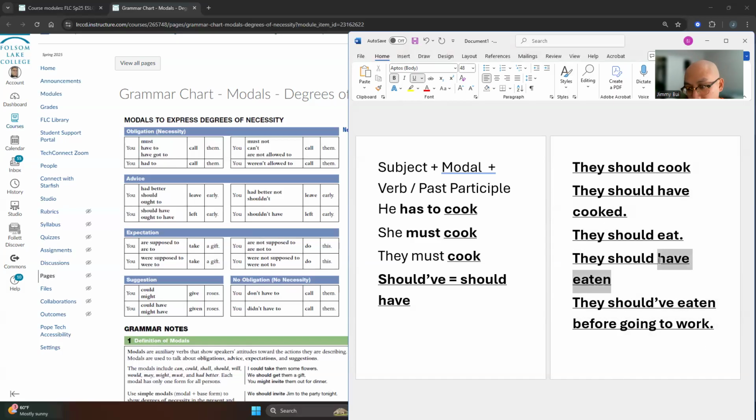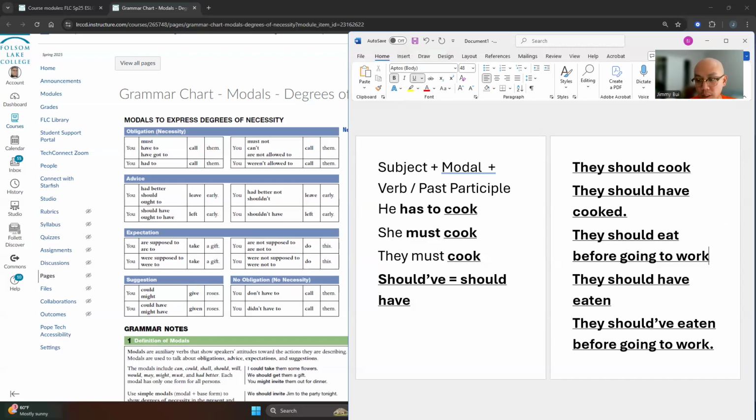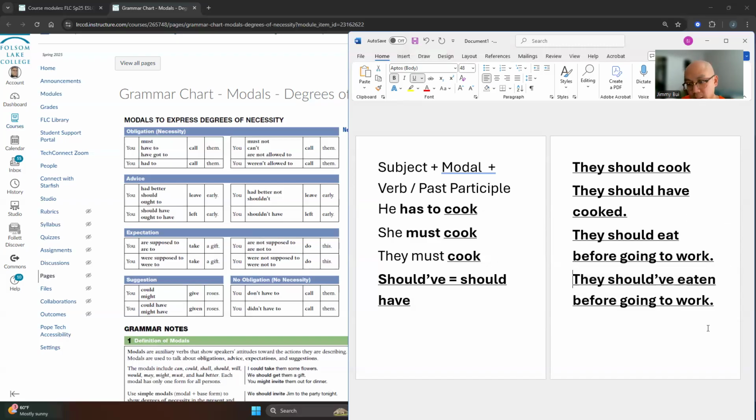In this case, if you don't use the verb have, right, and no past participle, this is just going to be present tense. They should eat before going to work. So it's kind of showing these two sentences next to each other here. They should eat before going to work. They have not gone to work yet. They should eat. They should have eaten before going to work. They are already at work and they didn't eat.